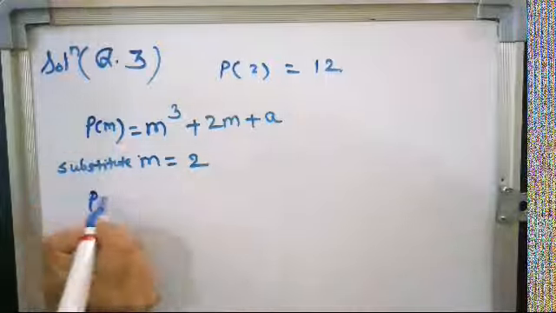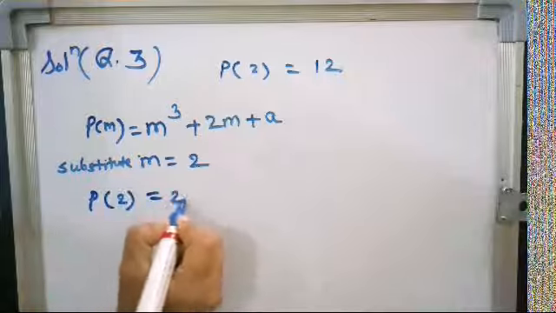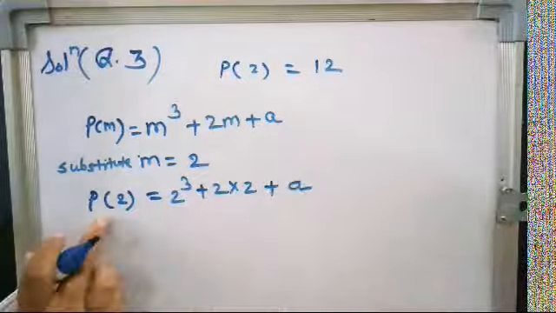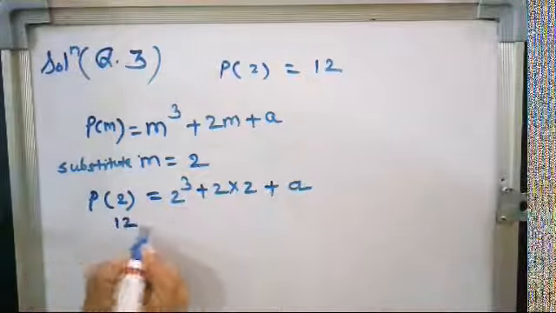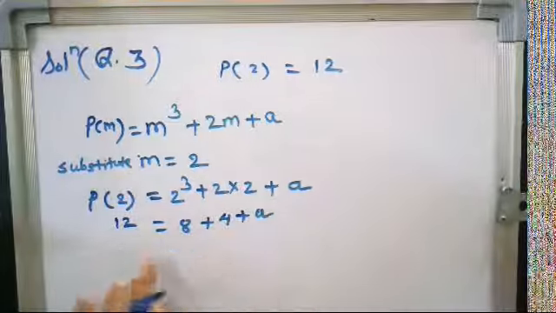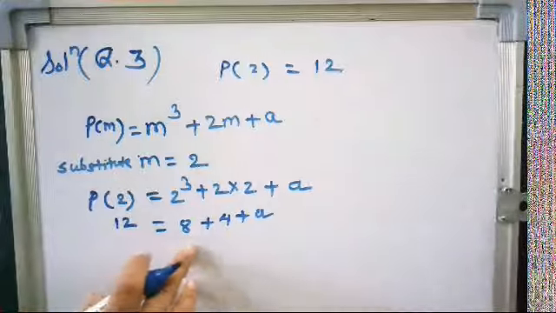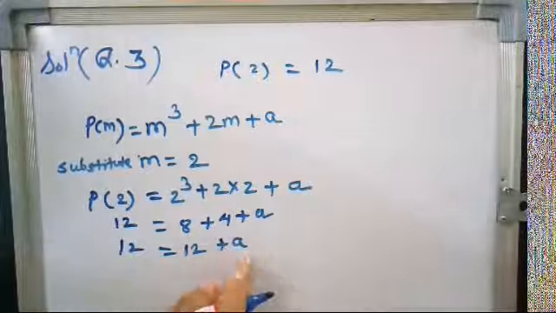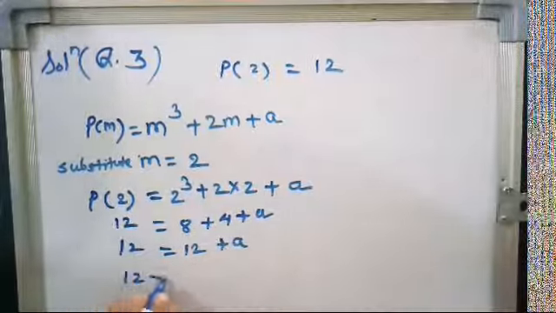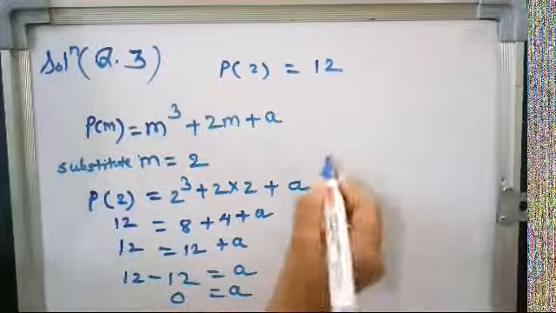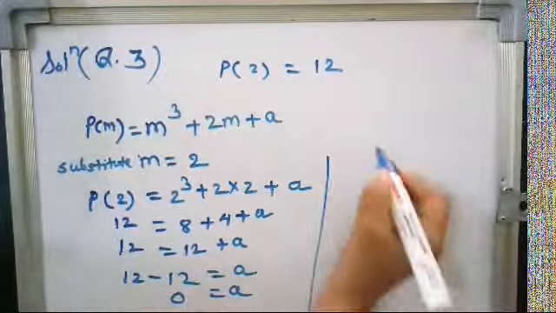Now instead of this p of m, 2 cube plus 2 into 2 plus a. Now p of 2 we have written here, it is 12, 2 cube is 8 plus 4 plus a. Now 12 is equal to 8 plus 4, 12 plus a, we have to find out the value of a. So it will be 12 minus this 12, we will shift here, a is equal to 0. So what is the value of a? It is 0.